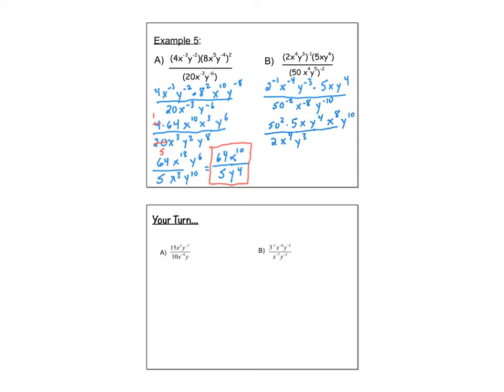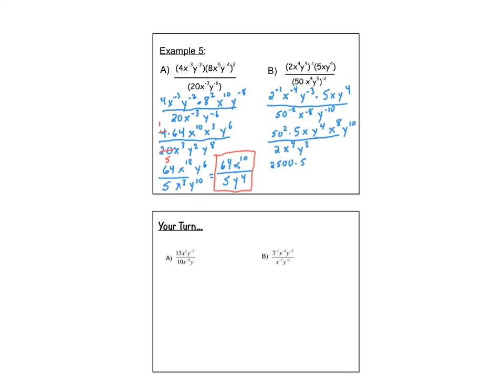All right, so 50 to the second power there is 50 times 50 there, which is 2,500. I'm going to combine my x's up there in the numerator. So x to the 1st times x to the 8th. And remember, if you don't see it there, if it's not a power there, it's a 1. So if I combine those, x to the 1st and x to the 8th there, I'm going to get x to the 9th. Y to the 4th times y to the 10th, I'm going to add those powers and I get y to the 14th.